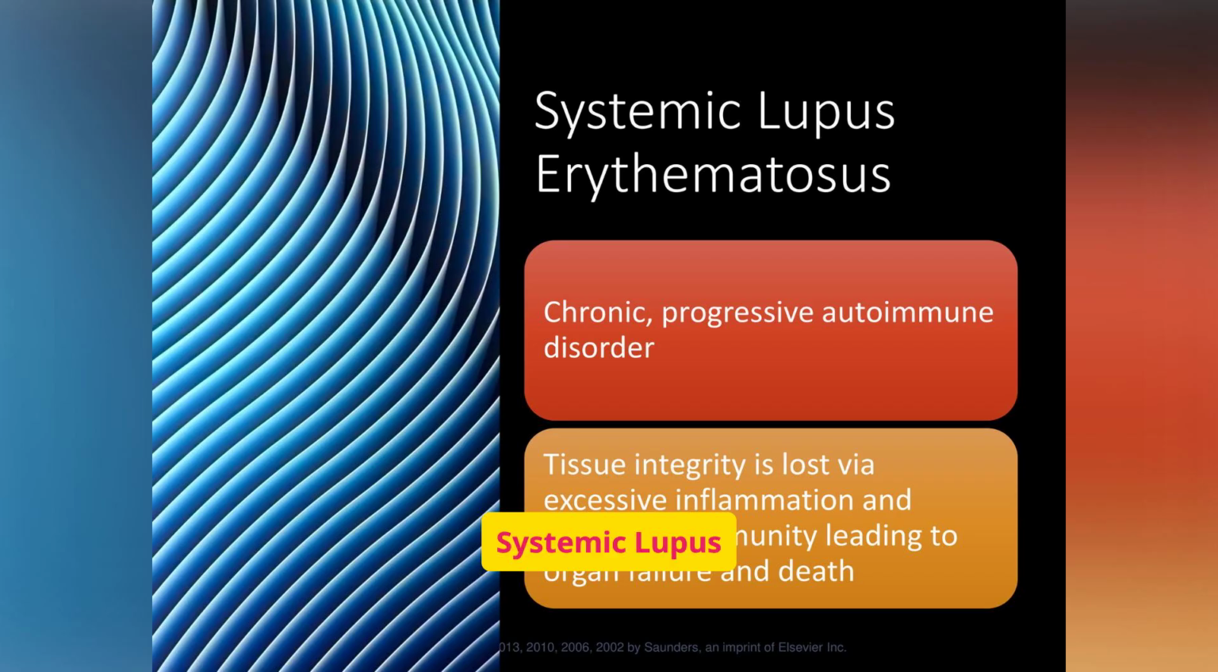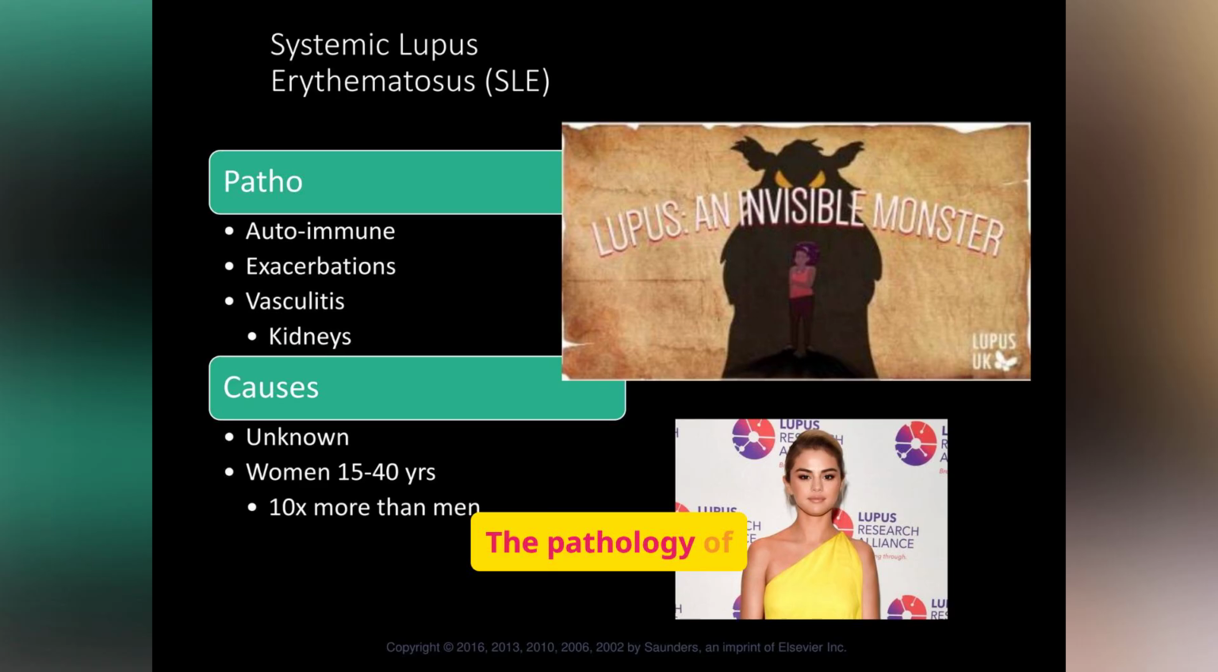Systemic lupus erythematosus, SLE, is a chronic, progressive autoimmune disorder. Tissue integrity is lost via excessive inflammation and overactive immunity, leading to organ failure and death. The pathology of SLE includes autoimmunity, exacerbations, vasculitis, and kidney involvement. It affects women aged 15 to 40 years more commonly than men.